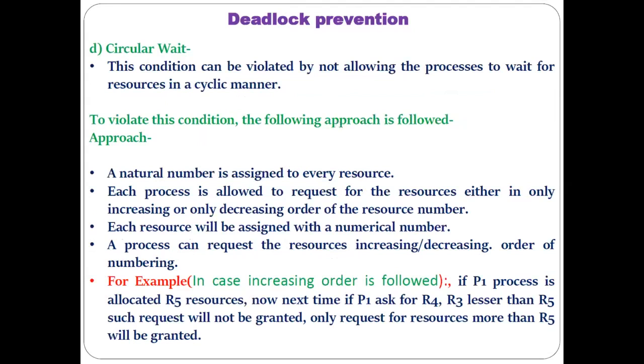By dissatisfying this last condition, is it possible to prevent the deadlock? That is what we have to discuss. Now the last condition is the circular wait. Before we think about how to violate or break this condition, first we need to see what the circular wait condition is, because of which deadlock can occur. In the previous lecture we already discussed circular wait. There is a process P1 which is requiring the resource R1, then there is a process P2.